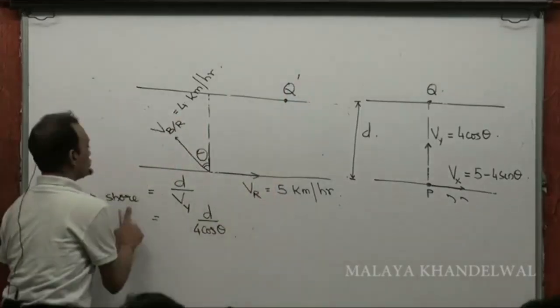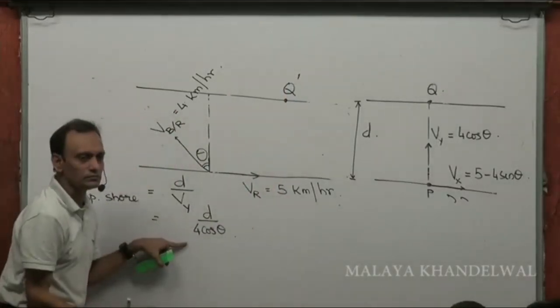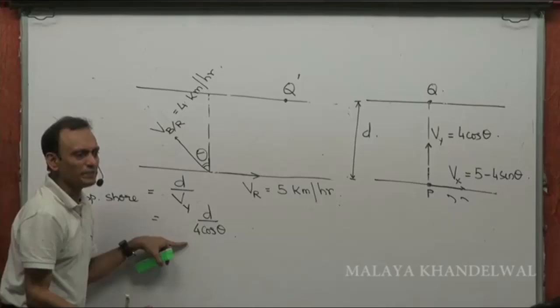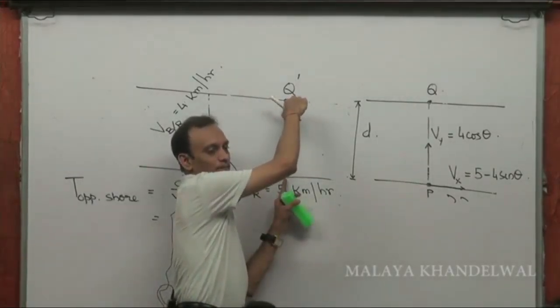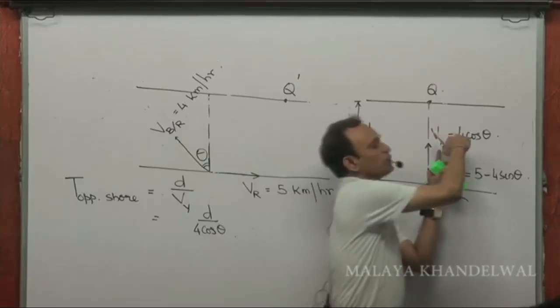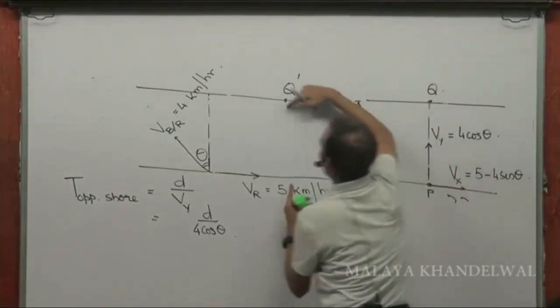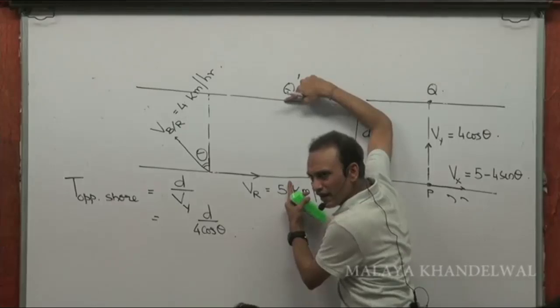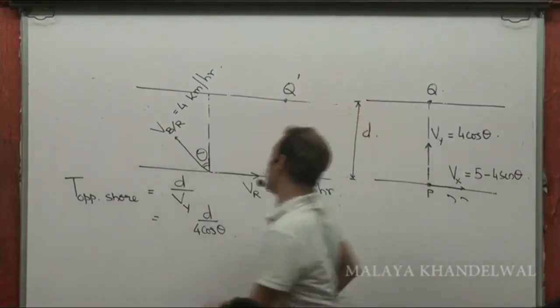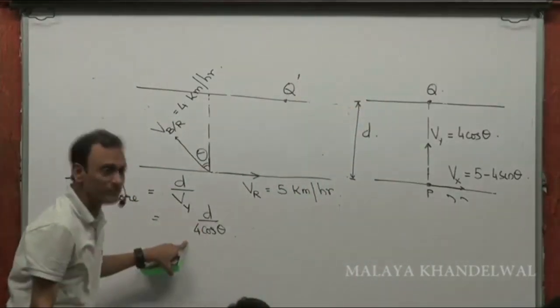And to reach Q prime on the opposite shore, this must be the time taken. The vertical displacement is D, at the rate of Vy meters per second. So the time taken to reach Q prime would be D divided by Vy. Yes or no? Right? D divided by Vy.